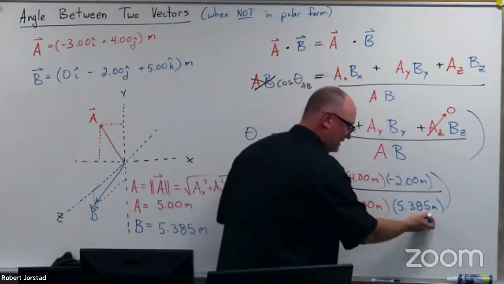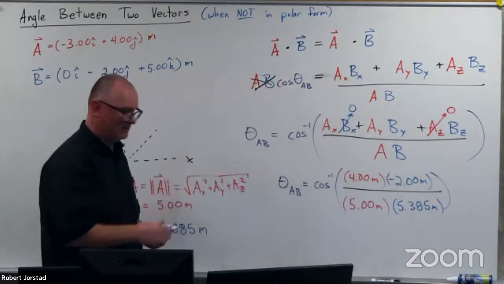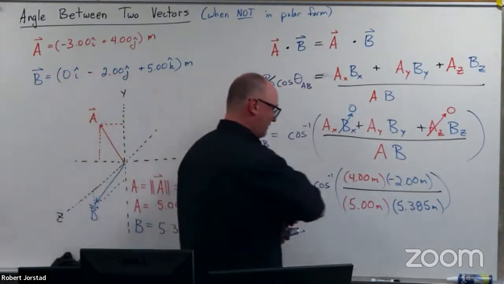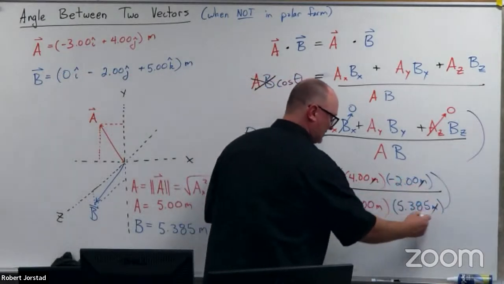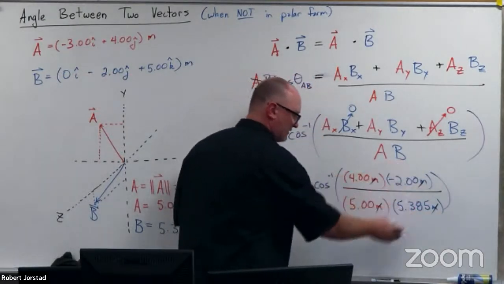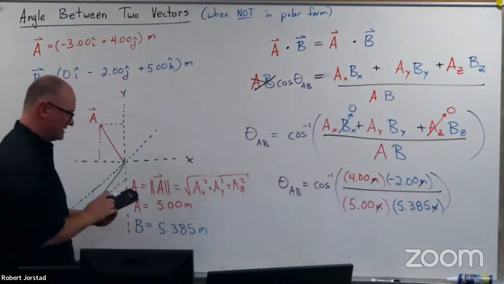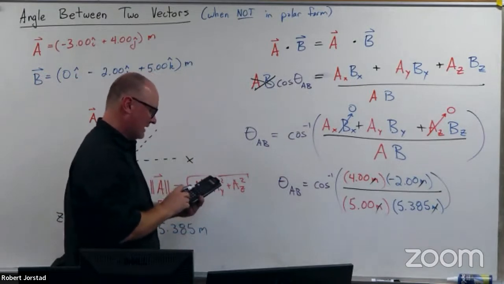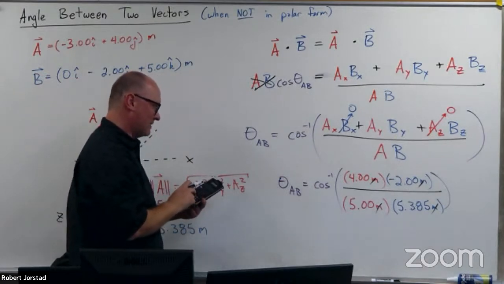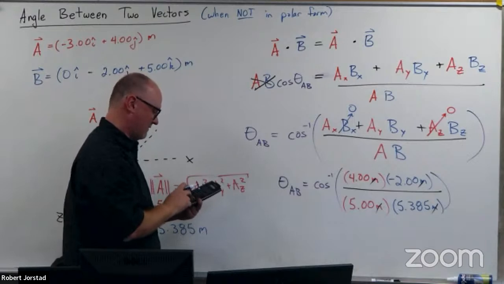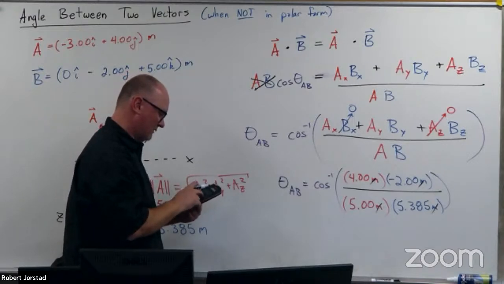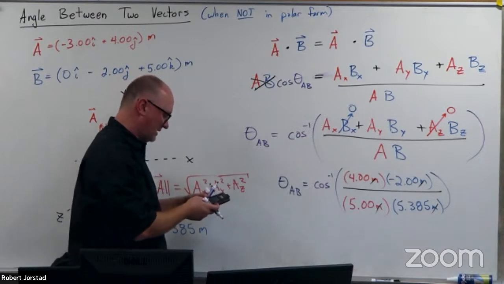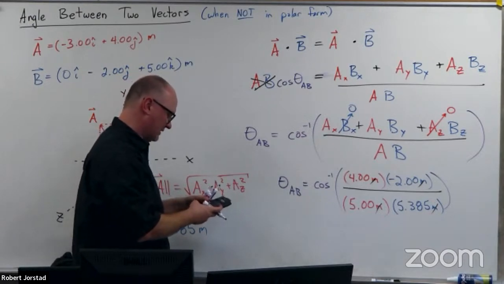By keeping this to 4 digits, our final answer should be good to 3, at least. So now, notice, here's what I was saying. Even though these all had units on them, they all cancel out. Meters over meters, meters over meters. So this makes sense. The argument of a function or an inverse function should have no units. So I get -8 divided by 5 divided by 5.385. Whoa, 5.385. So I get negative blah blah blah. I'm going to take cosine inverse of that.